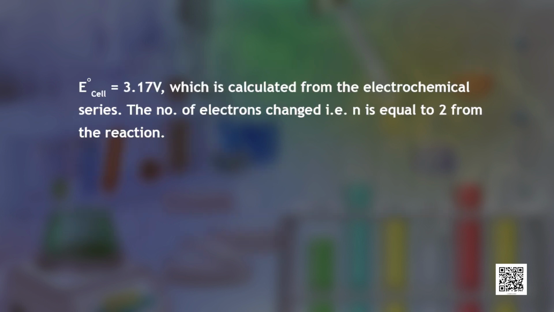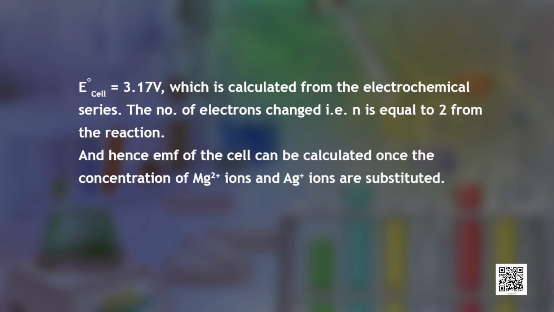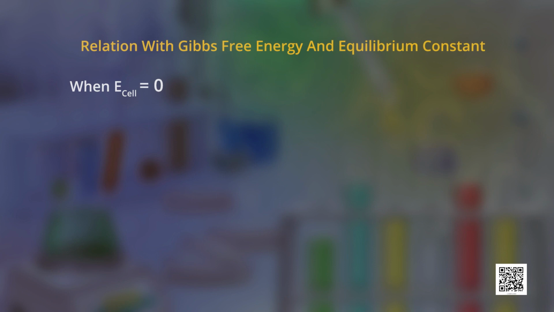E naught cell is equal to 3.17 volt, which is calculated after taking the values from the electrochemical series. The number of electrons changed, that is N, is equal to 2 from the reaction, and hence EMF of the cell can be calculated once the concentration of magnesium ions and silver ions are substituted. The EMF of the cell can be used to calculate the value of equilibrium constant in a cell reaction in the state of equilibrium. Once the cell attains equilibrium, it means that the value of E cell is equal to 0, which means that the voltmeter will not show any deflection.